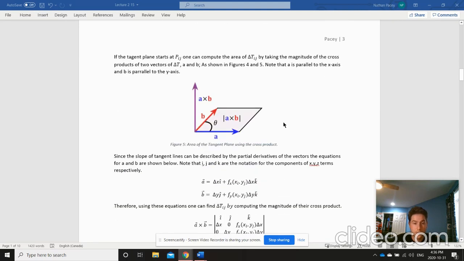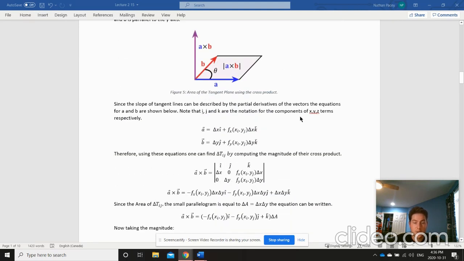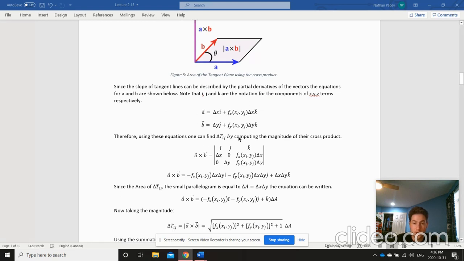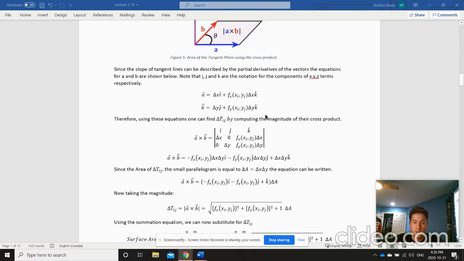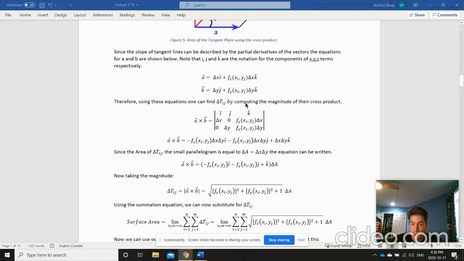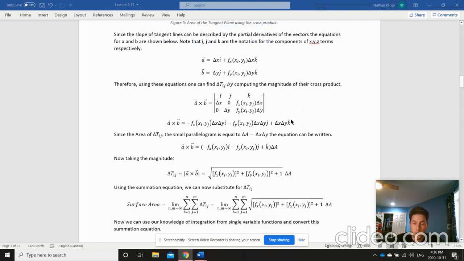They're parallel to it. Since the slope of a tangent line can be described by the partial derivatives, we can get the equations for A and B as such here, where delta x i plus the partial derivative in x of the function times delta x is our A, and likewise for B but with y. Then when we take the cross product of it, I'm not going to get into too much computation, but you can see what our resultant is here.